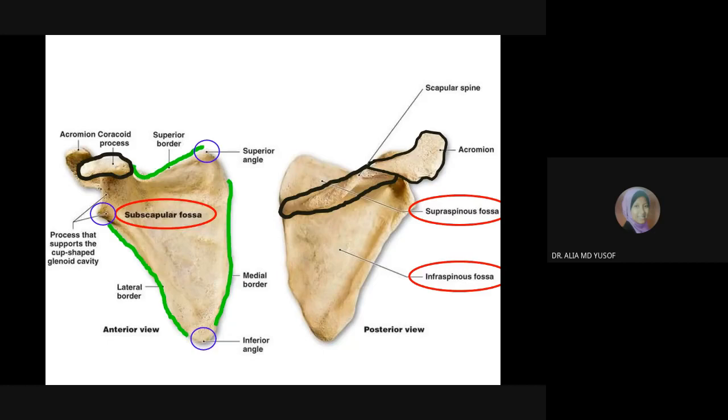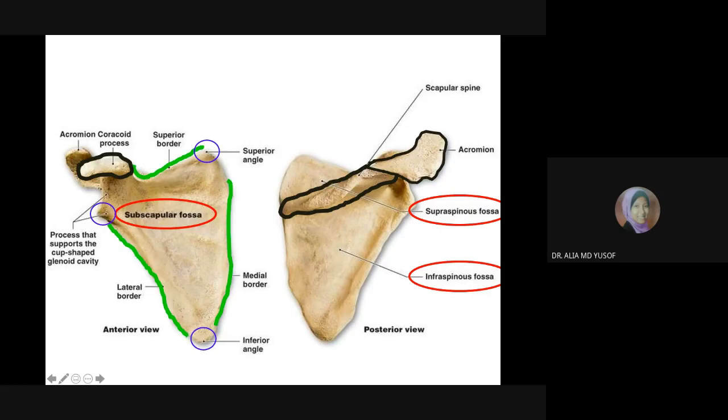Kanan kiri macam mana nak tahu? Senang saja. Kanan kiri nak tahu, tengok 3 benda. Sebenarnya satu benda je sebab semuanya dekat satu tempat. Tapi you boleh tengok 3 benda. Okay, apakah dia? Nombor 1, acromion process. Nombor 2, coracoid process. Nombor 3, glenoid cavity. Ketiga-tiga struktur ataupun bone markings pada scapula yang saya sebut ini, acromion, coracoid dan glenoid cavity.